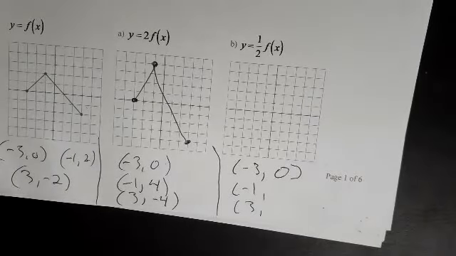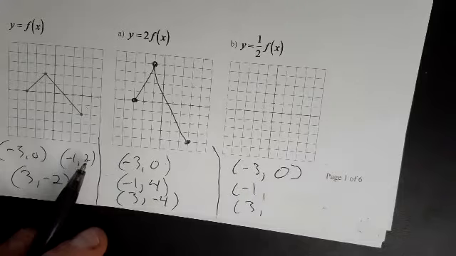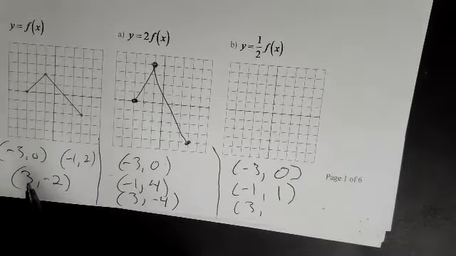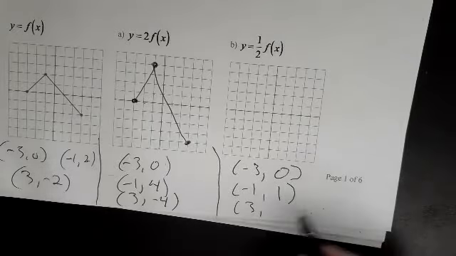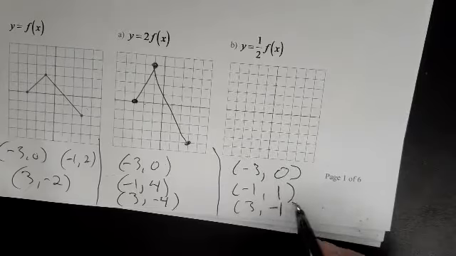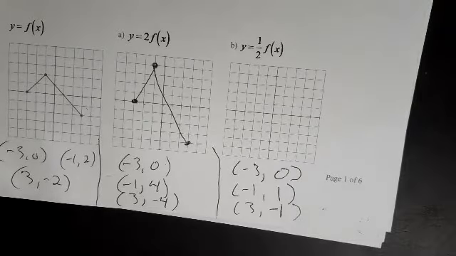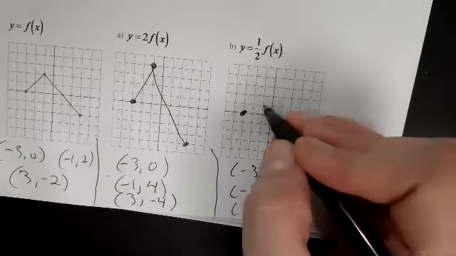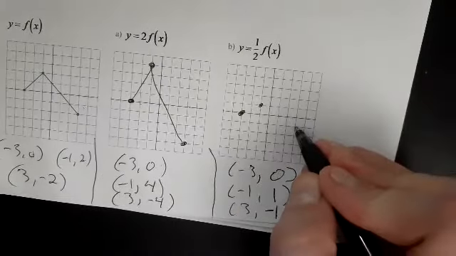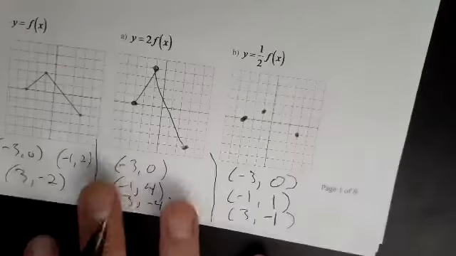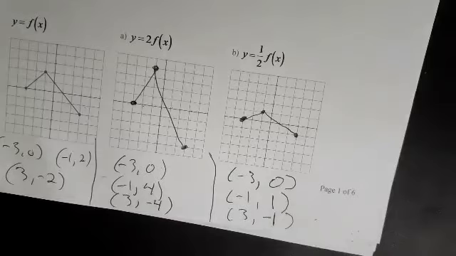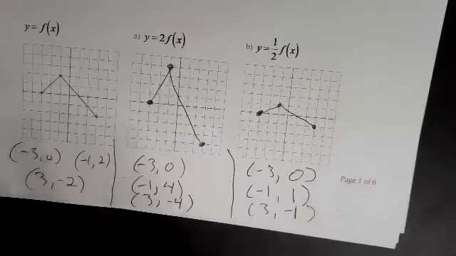I take the -1, 2. I want to half the 2. I come along here to my 3. It says 3, -2. I want to half a -2. Now these are the 3 points. I want to plot -3. That one's not changing again. And so does this look like what we thought?